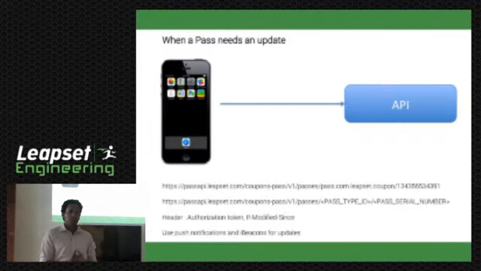I understand that creating the pass may be time consuming and resource consuming, so that's why they recommend that we use the If-Modified-Since header, and if it's not modified they send a 304 back saying look, it's not modified.